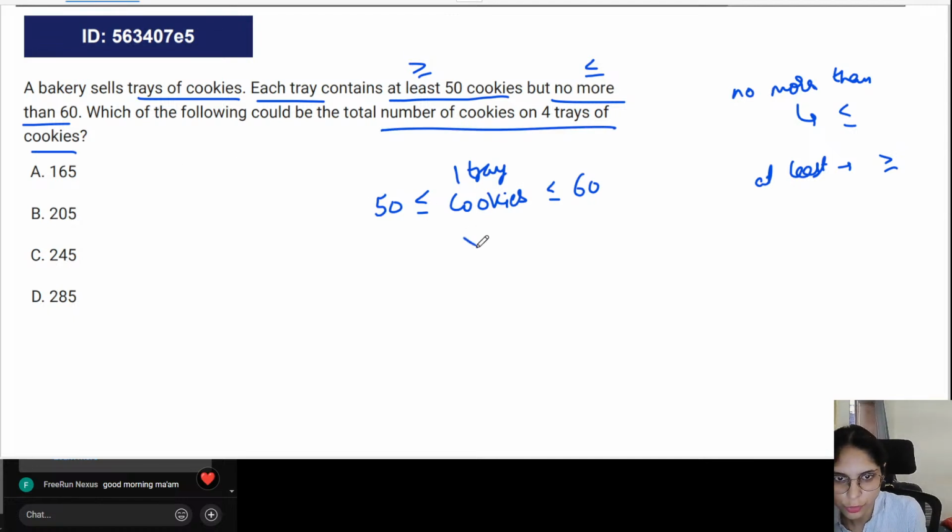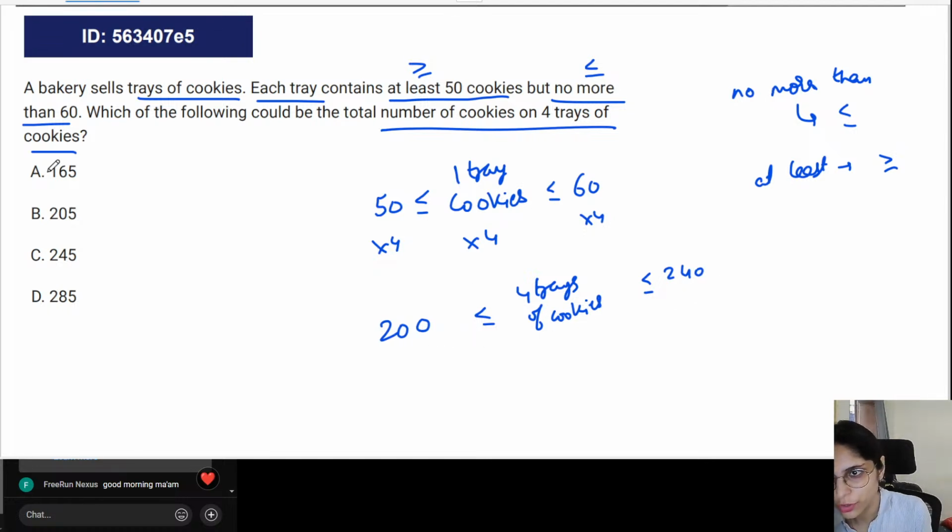If you're talking about 4 trays of cookies, we'll multiply by 4 on both sides. So this is 4 trays of cookies, and this is 240. So the number should be between 200 and 240. 165 doesn't work, 205 works, 245 doesn't work, 285 doesn't work. So the total number of cookies could be 205, because it should be a number between 200 and 240.